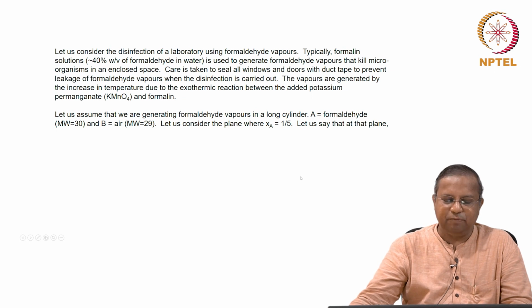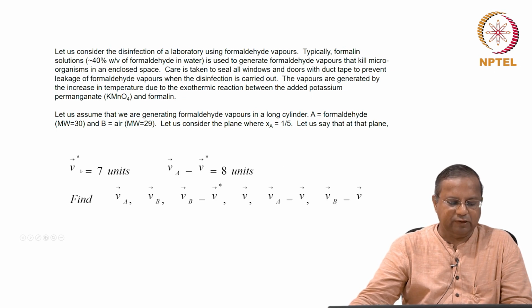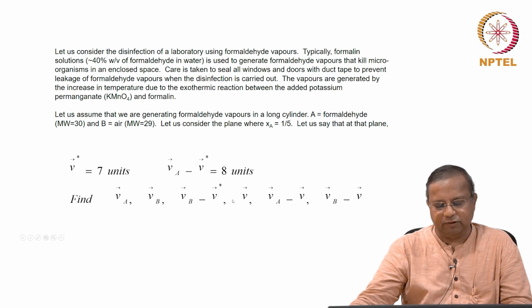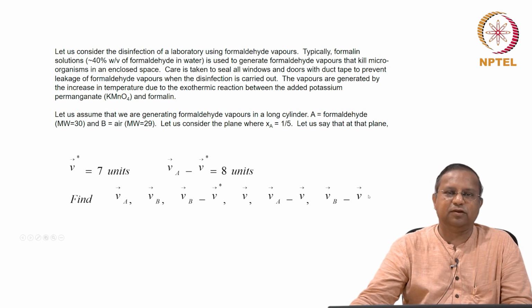And let us say at that plane we know V star is 7 units, this diffusion velocity V A minus V star is 8 units, and you are asked to find V A, V B, V B minus V star, V, V A minus V, V B minus V. Okay, these are mass average velocities. This is the molar average velocity that is given here, and you have one diffusion velocity, you are asked to find the others. Okay, just by using the definitions that we have so far.